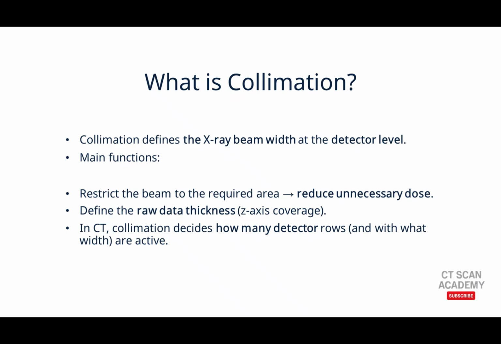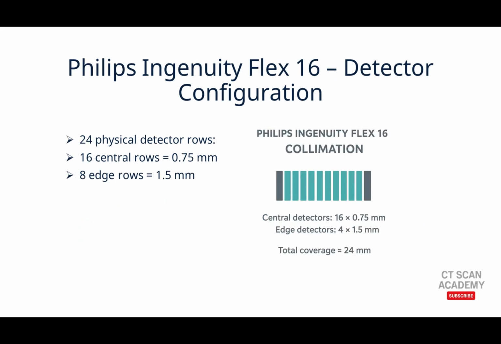Collimation defines the X-ray beam width at the detector level and therefore controls the raw data thickness, Z-axis coverage. In multi-detector CT, it determines how many detector rows and what width are active. Philips Ingenuity Flex 16 detector configuration.